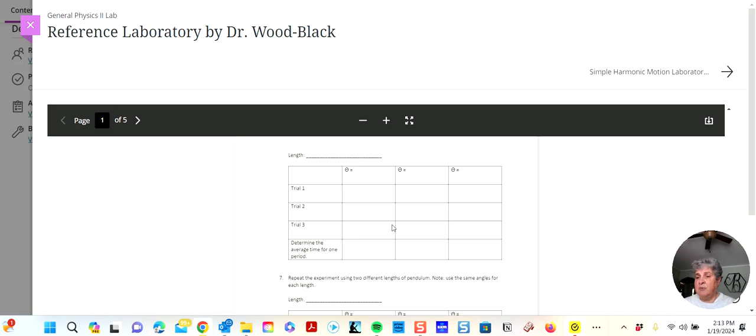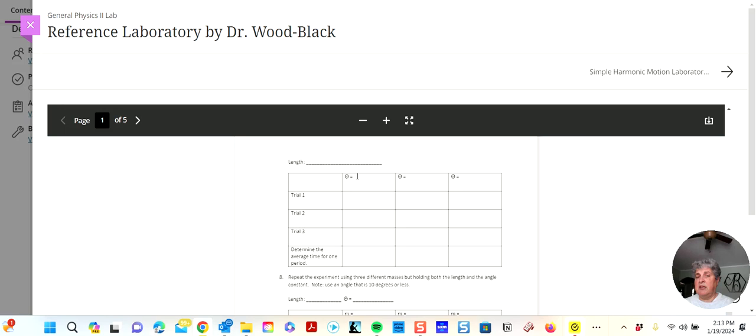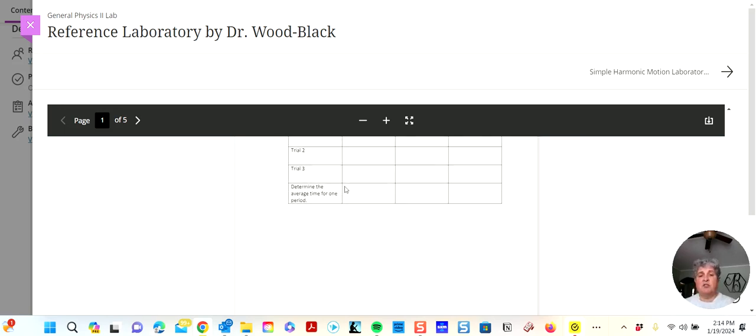You have some data tables here, and you're going to need to reproduce those data tables in your laboratory memo. And you'll want to do your length. You'll want to do your comparisons of length. My recommendation, once you get through the changing the angle part of the experiment, is to stay at an angle less than 20 degrees. And that'll be a question that you'll want to answer in your discussion. Why that 20 degrees? What is it about 20 degrees that's going to allow us to use that assumption that you saw in the text?